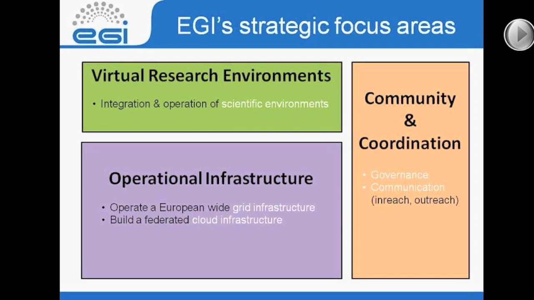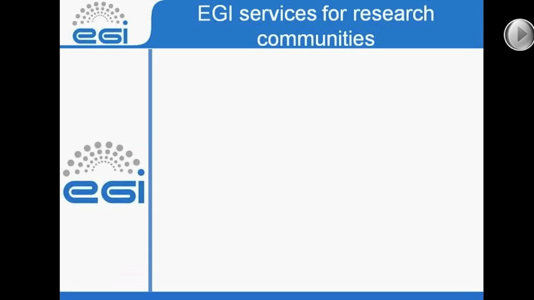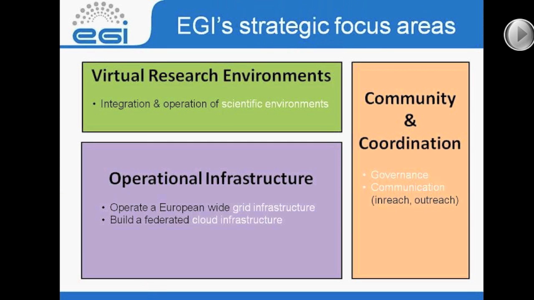And all this requires community and coordination activities that govern the operation of the infrastructure, that govern the linkage of new types of services and scientific environments, and that provide in-reach and outreach communication mechanisms so we can effectively communicate about the services we provide or we wish to integrate. In the rest of the presentation, I will focus on the virtual research environment integration activities, because that's important for a domain-specific group, such as computational chemistry. And I will talk a bit about the community and coordination activities that we can provide for this new VRC.